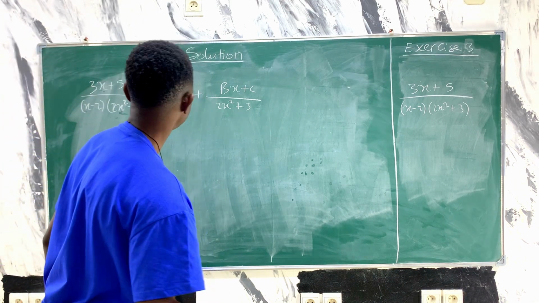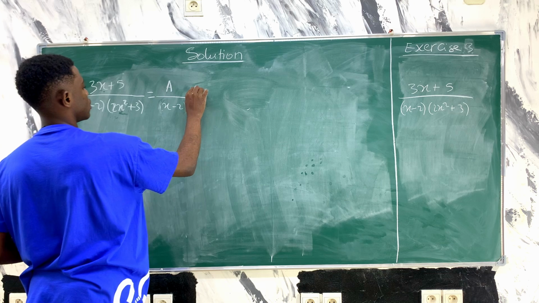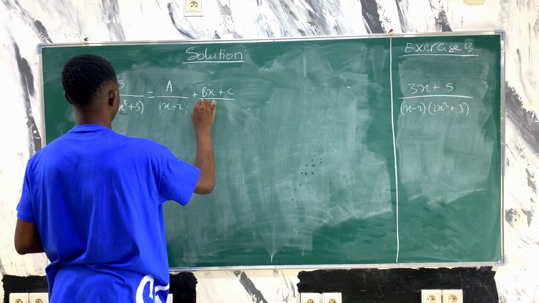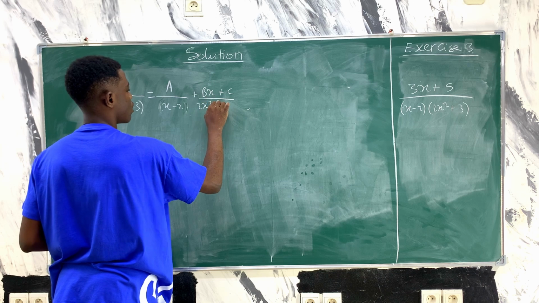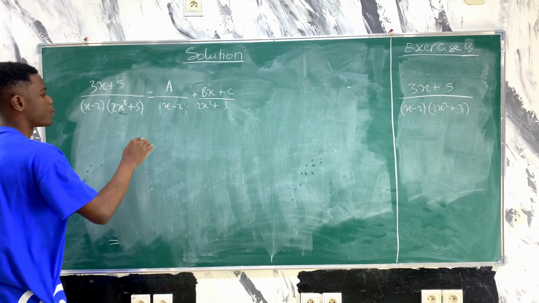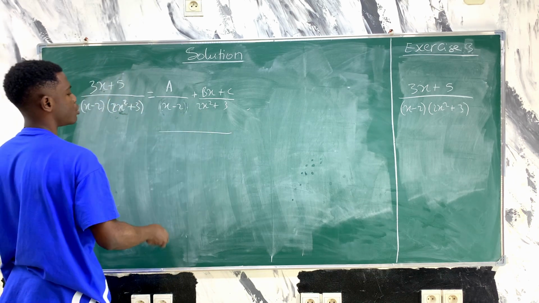I took too much space. I think I can reduce it a bit. Not that much different, but at least it's better. So what do I do next? I find my LCM. The LCM here will be just the product of these two.